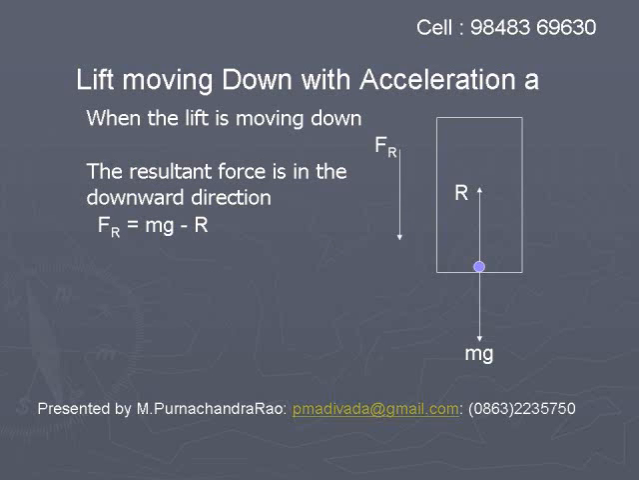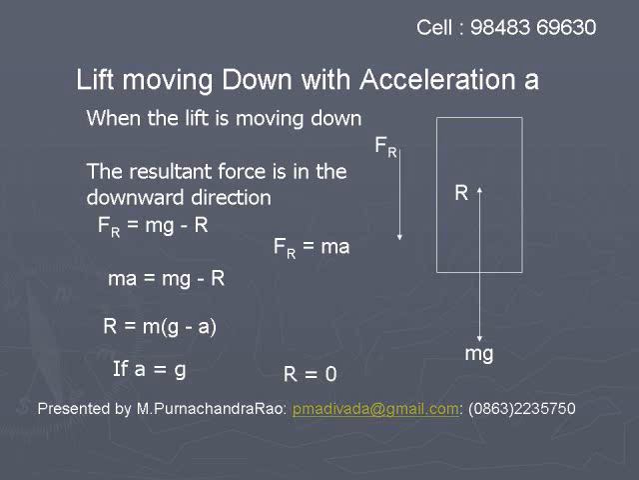When the lift is moving down, the resultant force is in the downward direction. Hence, mg minus R is the resultant force, but Fr is equal to ma, hence ma is equal to mg minus R. By rearranging this, we get R is equal to m into g minus a. If a is equal to g, then R becomes equal to 0.